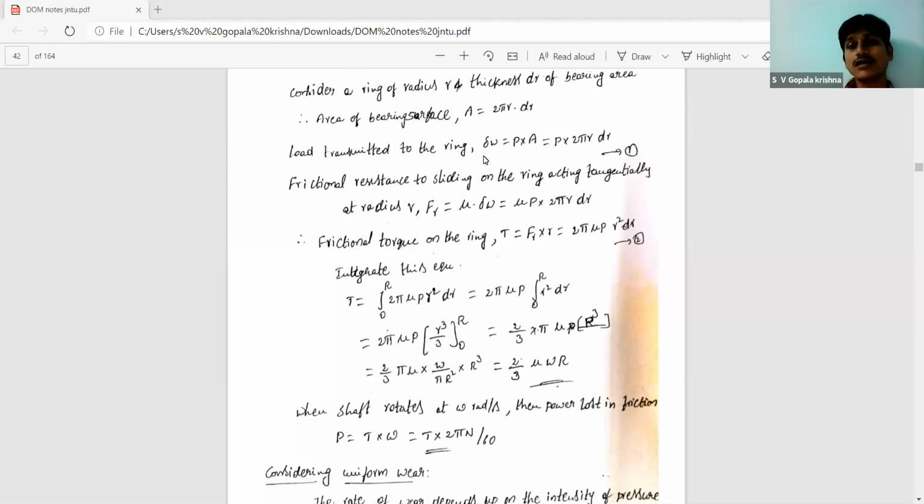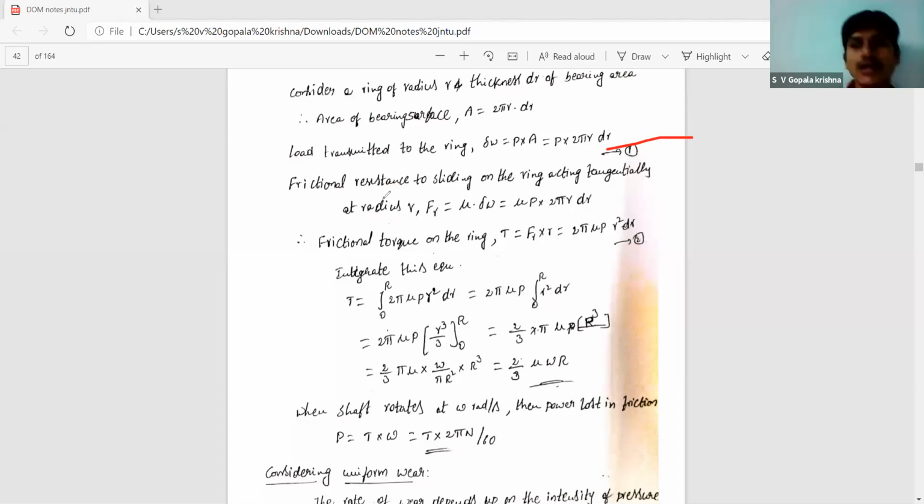Why? Because of the ring load. How much load is concentrating on the ring? That is del W, represented as del W equals P into A. P is the pressure, and A is 2 pi r dr. This is taken as equation number 1.